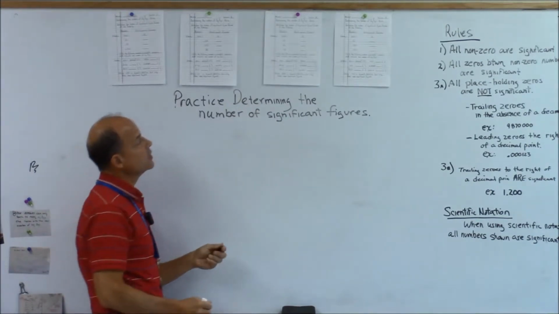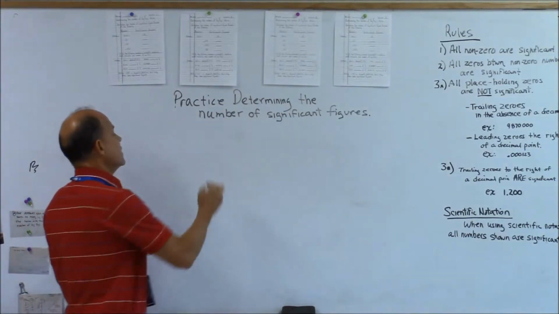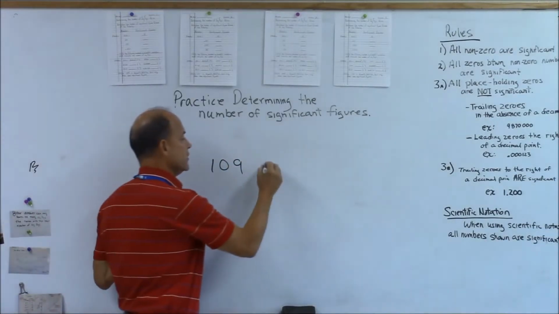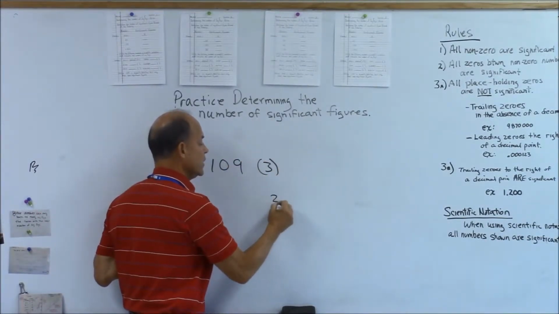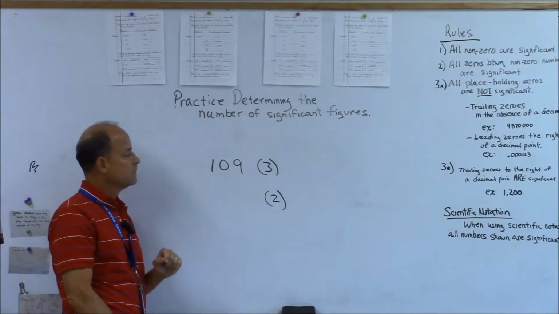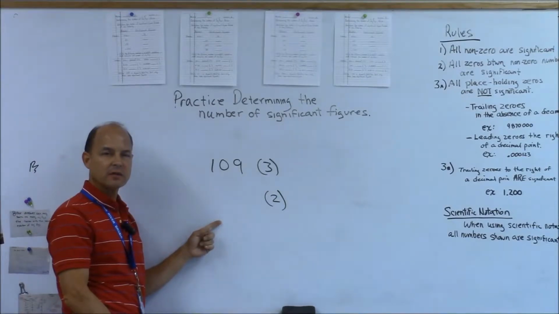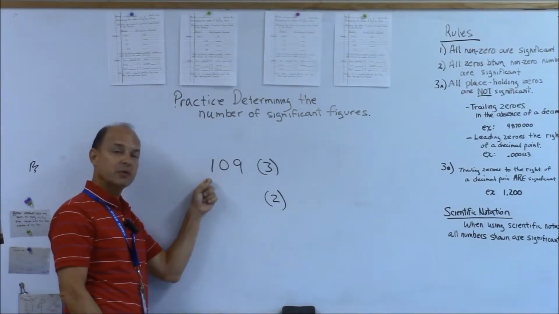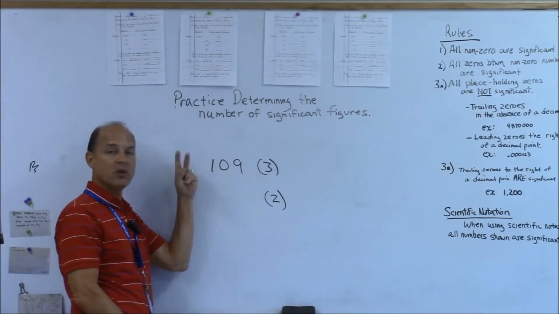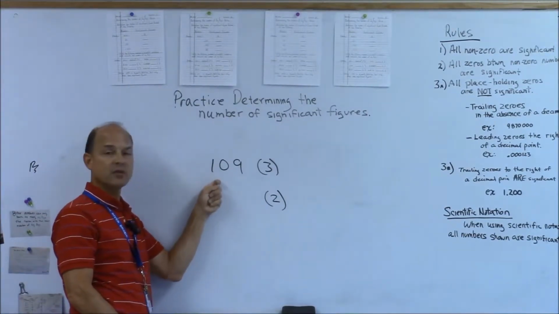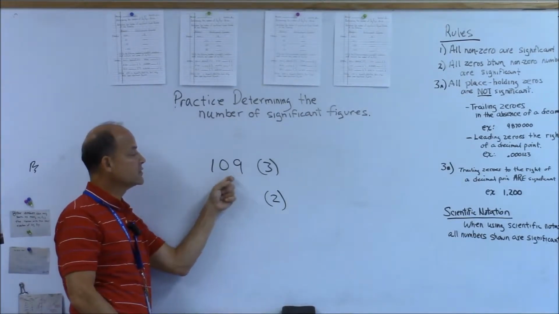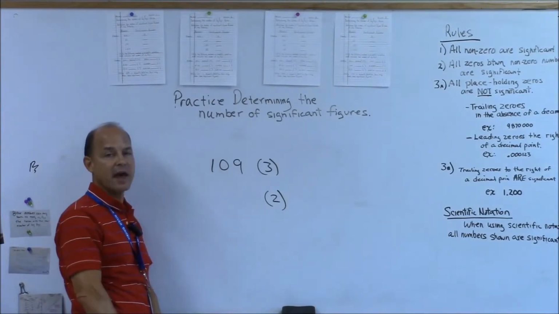The last question on the worksheet is, take a number like this that has 3 sig figs and now rewrite it with only 2 significant figures. Why would you ever have to do that? Well, if this number was the result of a calculation and one of the terms in the calculation only had 2 sig figs, then you have to reduce your answer to 2 sig figs. The only way to write this number with 2 sig figs, you're going to have to round.